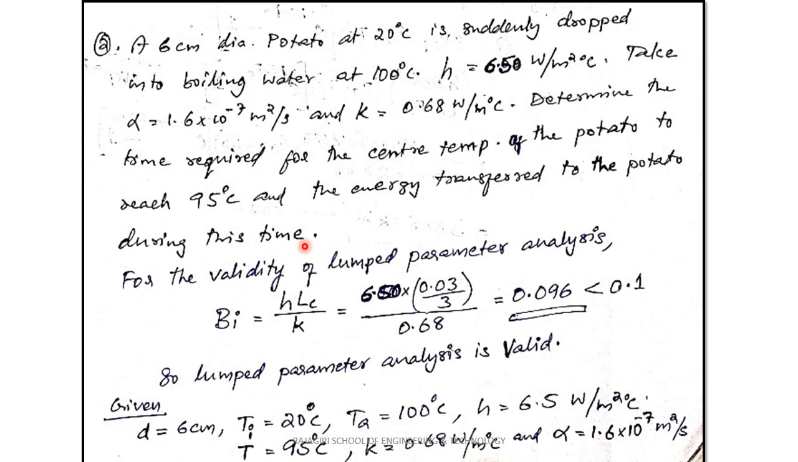Okay, so here also, for the validity of lumped parameter analysis, check the Biot number, which is h Lc by k. You will get 6.5 into 0.03 by 3, that is the characteristic length of the sphere, r by 3. 0.03 is the radius of the sphere, so r by 3 is the Lc value. So you will get the Biot number as 0.096, which is less than 0.1. So this problem is applicable for the lumped parameter analysis. Okay, so these are the given values.